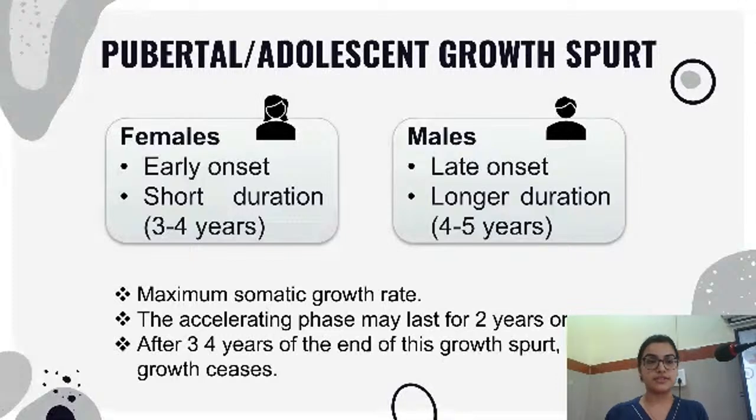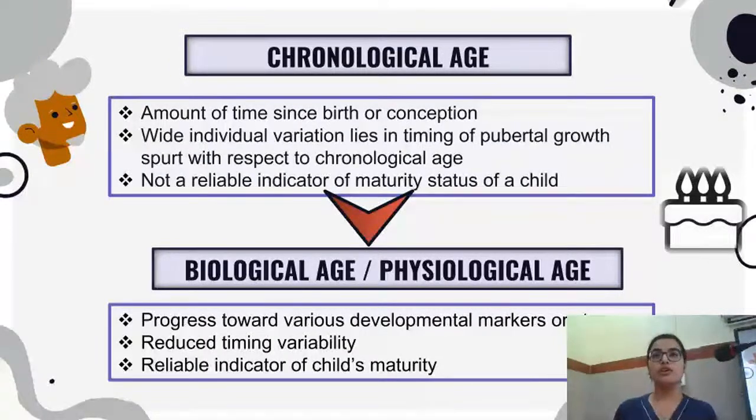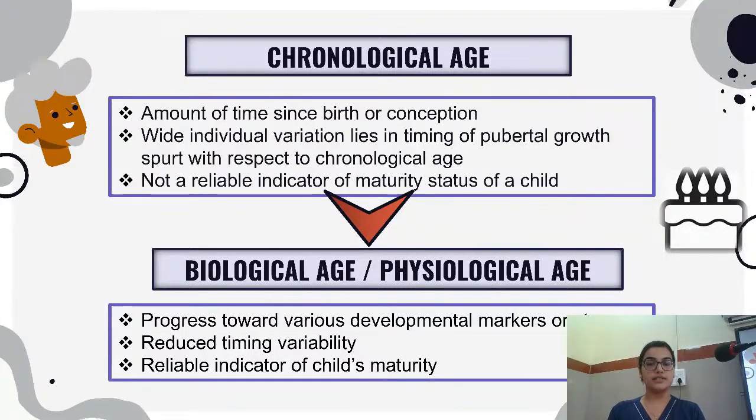Coming to the concepts of chronological age and biological age. Chronological age is the amount of time since birth or conception, and wide individual variation can be seen in the timing of the pubertal growth spurt with respect to chronological age. Hence, it is not a reliable indicator of the maturity status of a child. So this has led to the concept of biological age or physiological age, which is progress towards various developmental markers or stages. It has reduced timing variability, and hence it is a reliable indicator of a child's maturity.